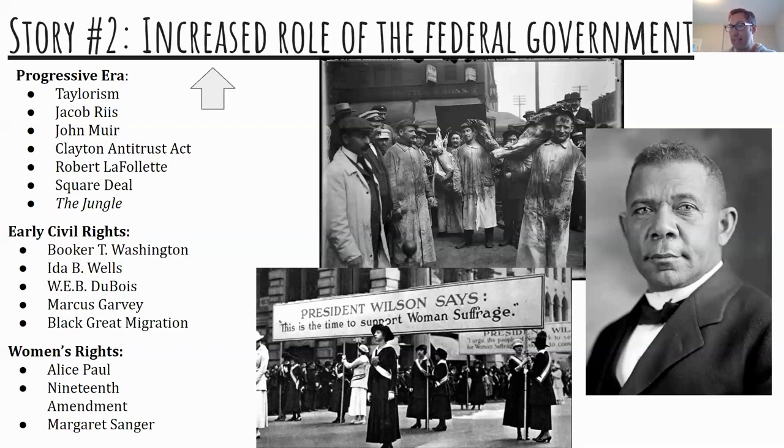So I want to break this down because there are some really, really important key concepts that you have to know. Embedded within this second story on the increased role of government, you have to understand the Progressive Era. So I actually had some students that sent me responses that they really need help understanding the Progressive Era. In order to understand the Progressive Era, you just have to understand that the Progressive Era is a reaction to the Second Industrial Revolution. It is a reaction to laissez-faire government.